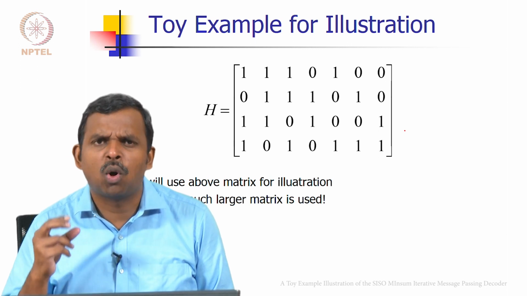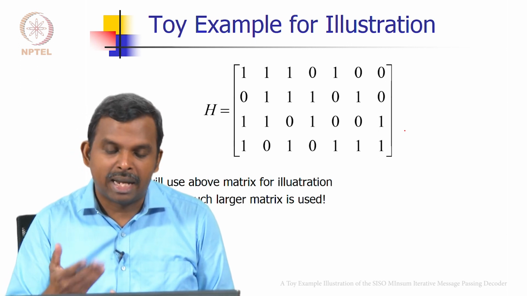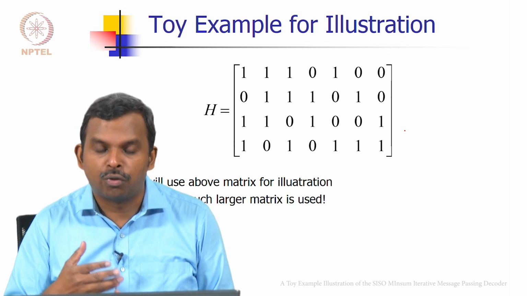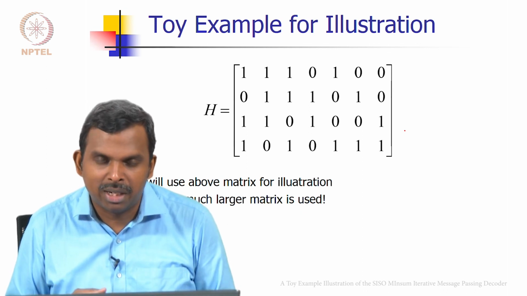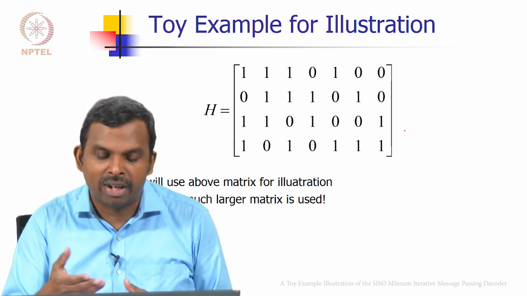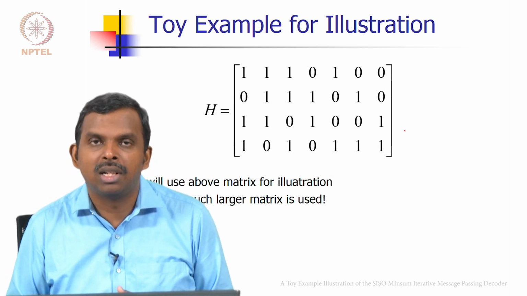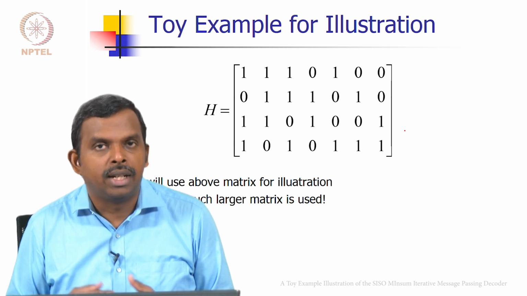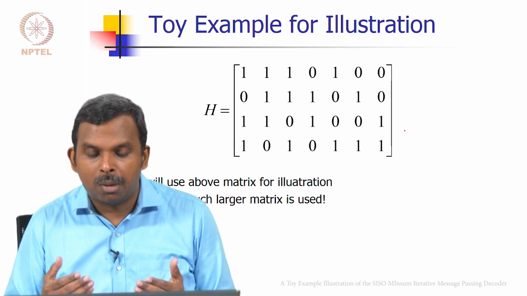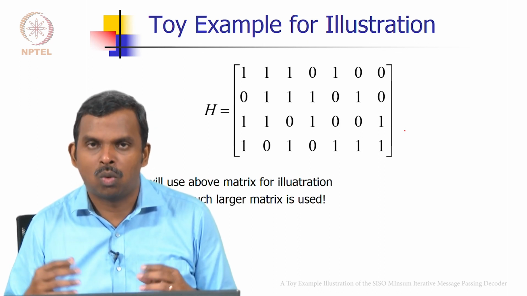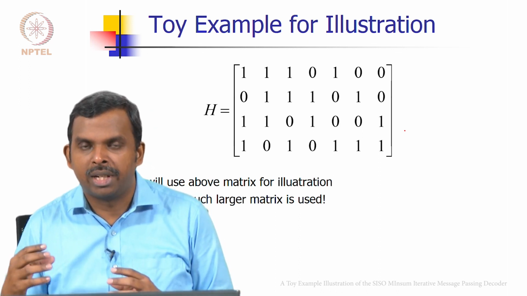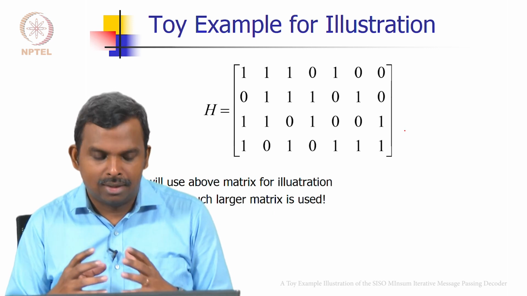We will take a very small toy example. This parity check matrix that I show here is just a 4 by 8 parity check matrix. Nobody really uses this parity check matrix with message passing decoders. In fact, you can easily implement optimal decoders for such codes. You do not need message passing, but it is useful for illustration, just to show you what the operations are, what the row operations are, what the column operations are, etc. It is a nice illustration.